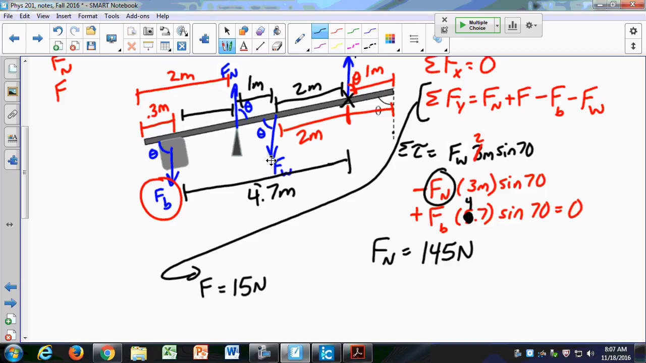Okay? Your problems are going to work out very similar to that. You'll need to draw all your forces, do the sum of the forces in the x, sum of the forces in the y, and then also do the sum of the torques around some axis that gets rid of one or more of your unknowns.